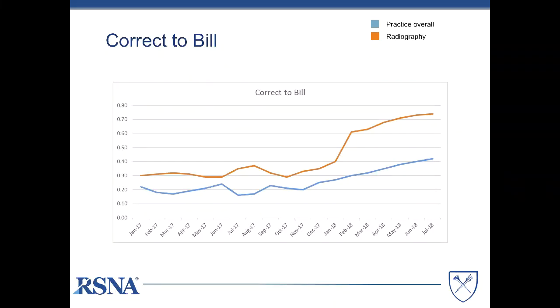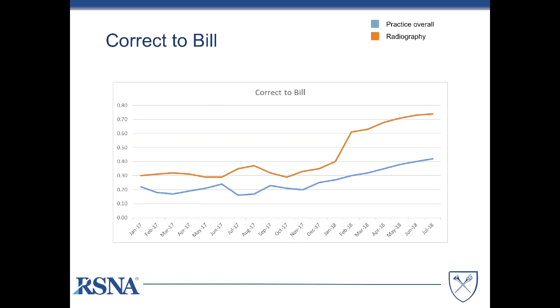Let's now talk about one of the metrics that I like, correct to bill. This is largely a measure of how good your radiologist documentation is and how accurately a computer-assisted coding system can assign ICD and CPT codes based upon your radiologist documentation. I think it's probably also a measure of how easy it would be for a human coder to code a case in your practice if, say, your computer-assisted coding software were down.